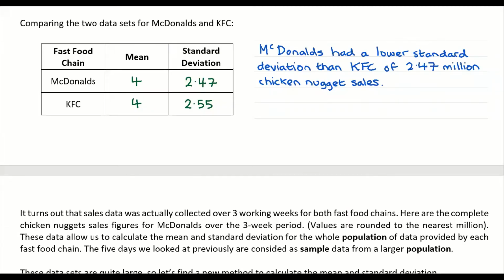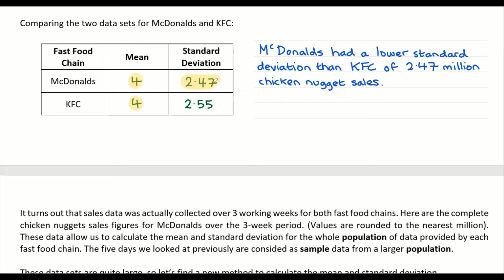Okay, so for the last part of this, I've just written up the information we've just discovered from our calculations. So the mean we did right at the beginning, that was the issue because we had the same mean for both of them. We had the same range, the same median. Now we have the standard deviation. We can see that McDonald's standard deviation of 2.47 was slightly lower.